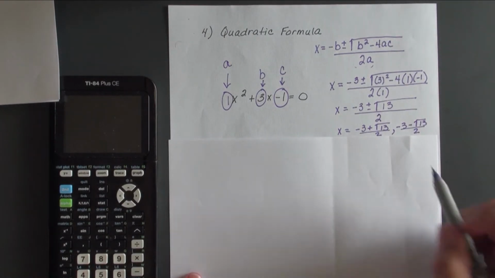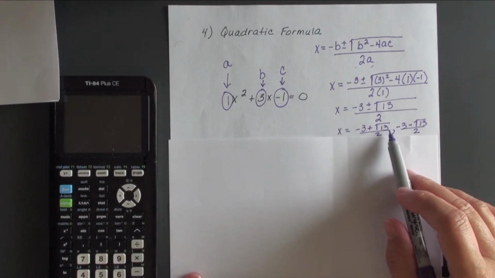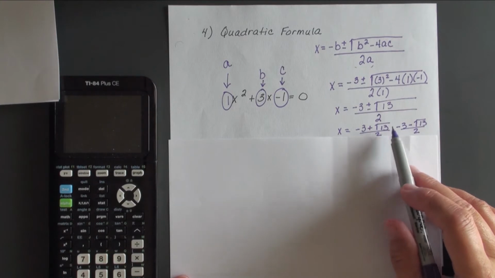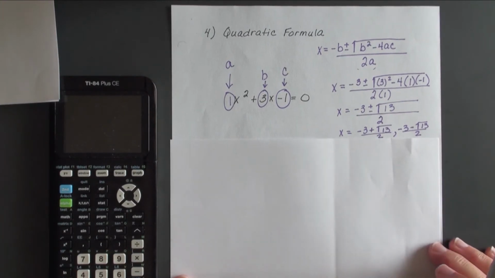Now I know I'm finished because 13 is a prime number. The only factors of 13 are 1 and 13. Therefore, I can't simplify that radical.